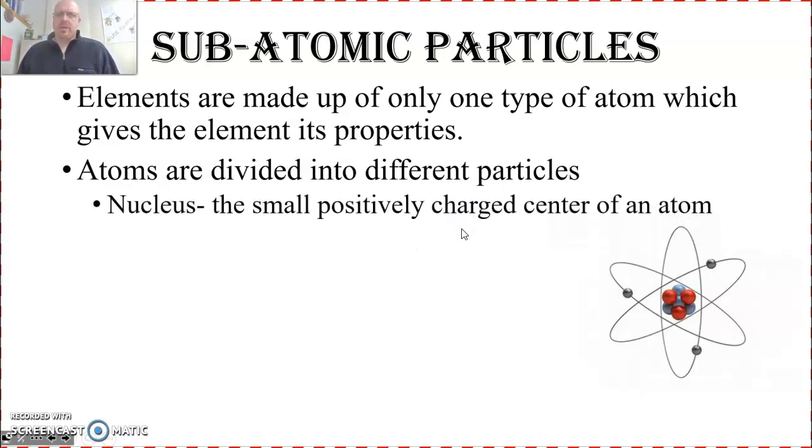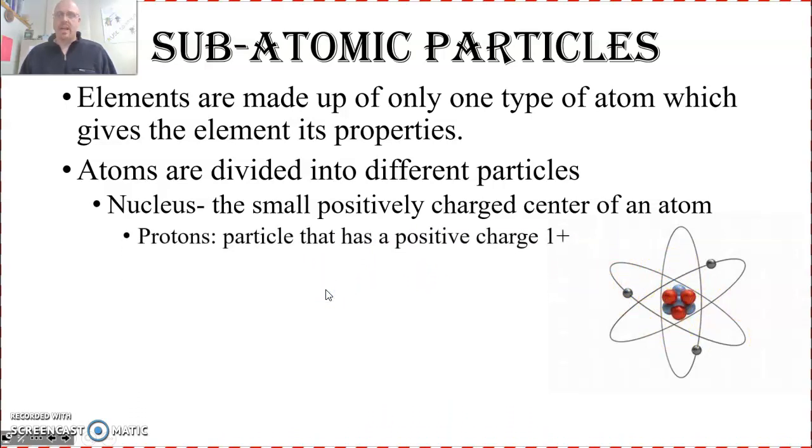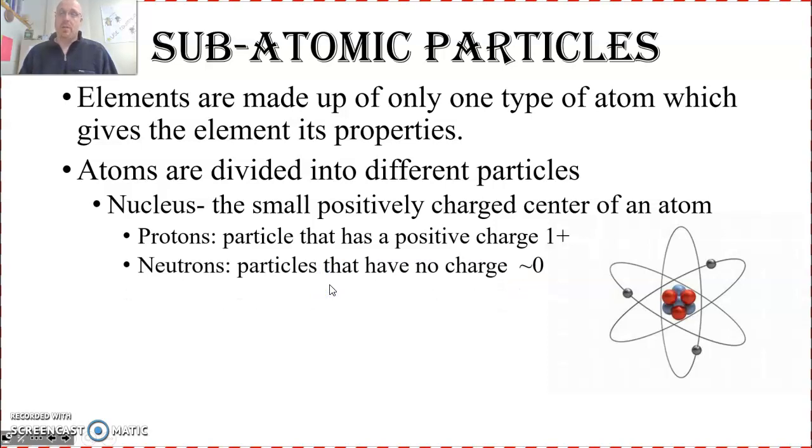The first thing we're going to talk about is the nucleus. The nucleus of the atom is the small positively charged center of the atom. Inside the nucleus we have protons, and a proton is a particle that has a positive 1+ charge. So some atoms have multiple protons, and we'll talk about the difference there. The other type of subatomic particle that is in the nucleus is the neutron, and this is a particle that has no charge, a 0 charge. So they are made up of no static charge at all.